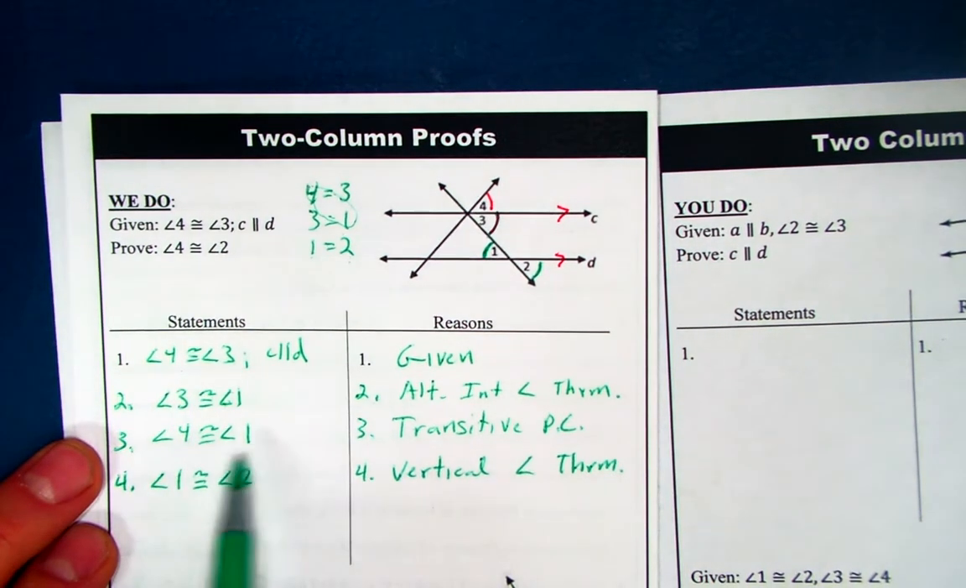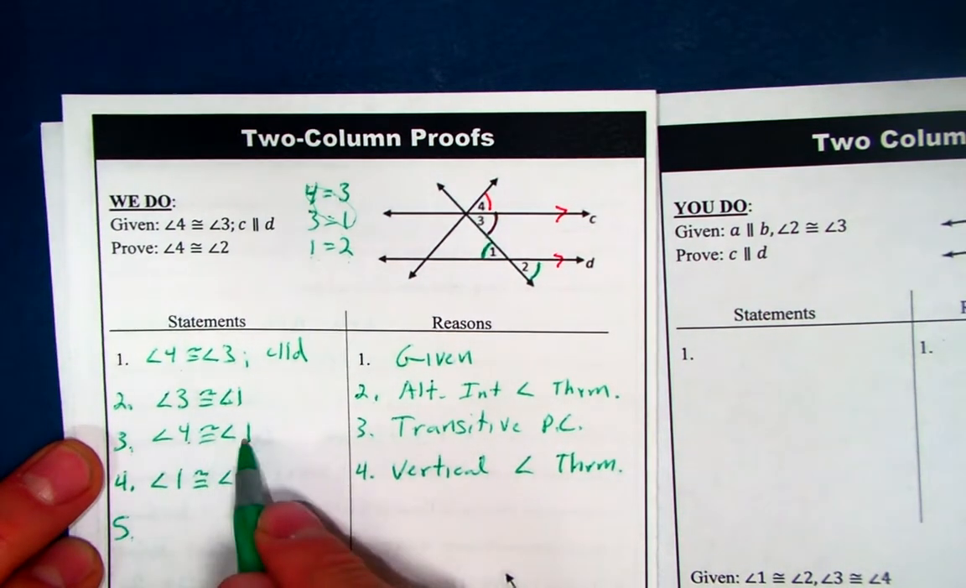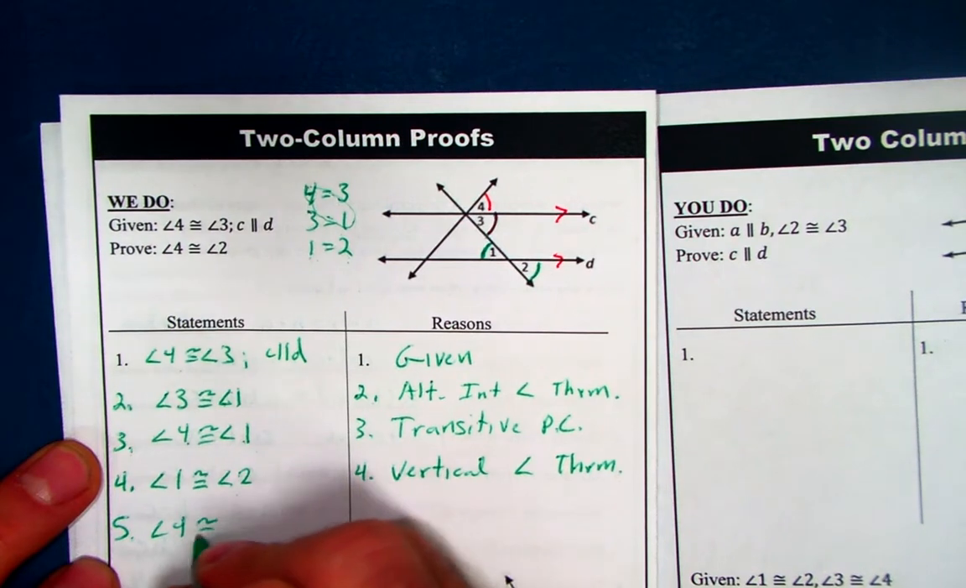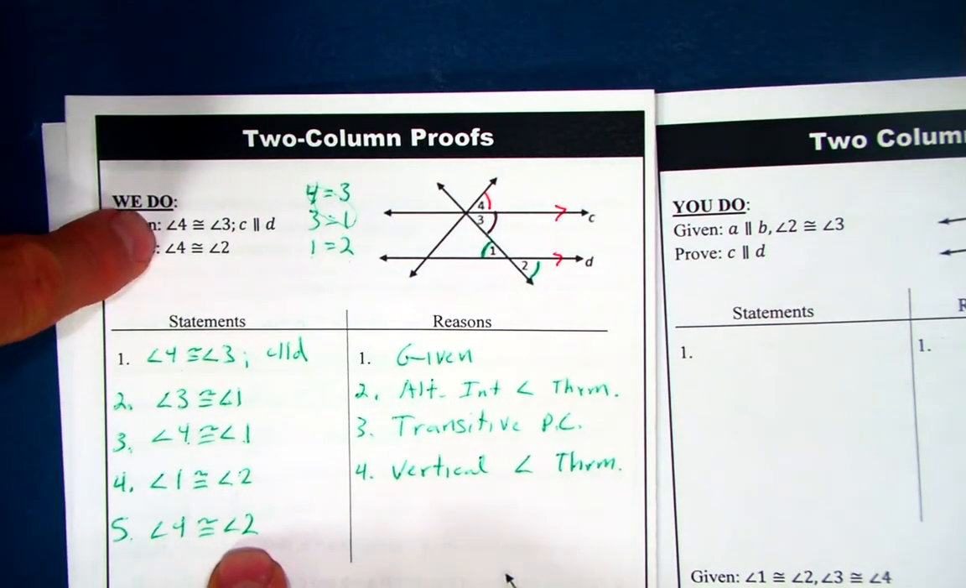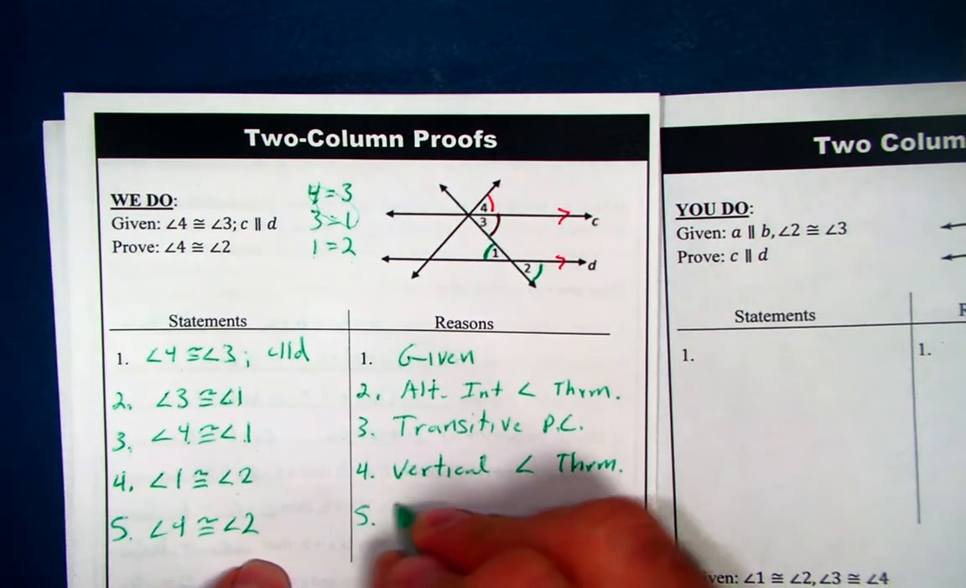Well, we have 4 and 1 are the same, and 1 and 2 are the same. So if 4 goes to 1 and 1 goes to 2, then 4 goes to 2. 4 and 2 are congruent. Notice that's what we were trying to prove. And the reason is, well, we just used the transitive property a second time.